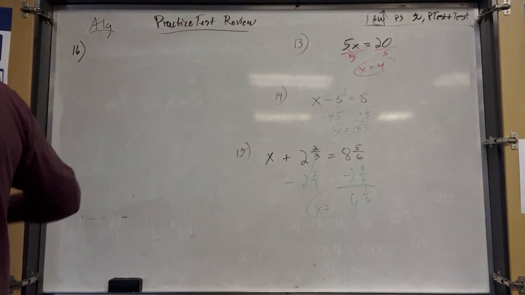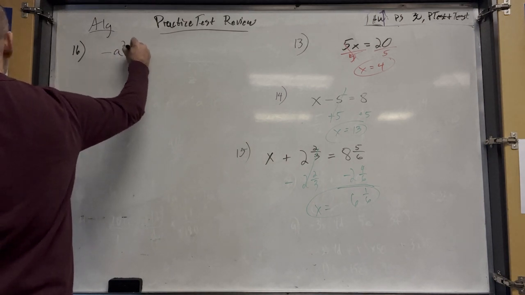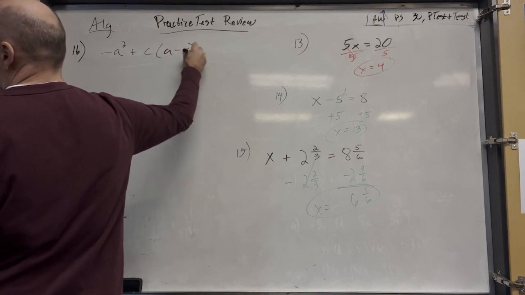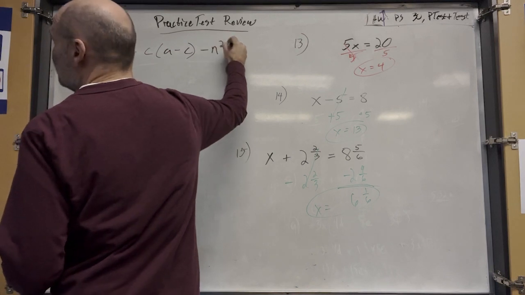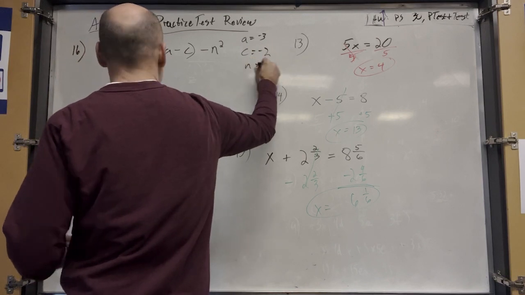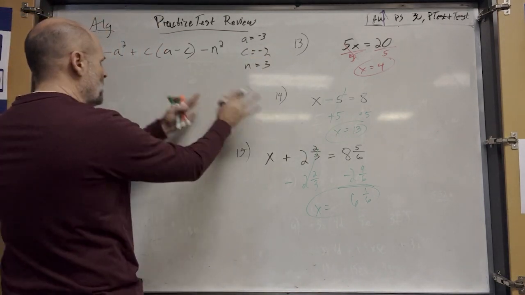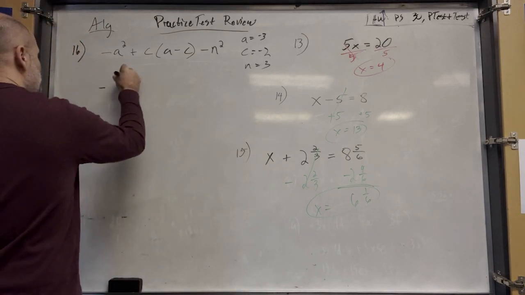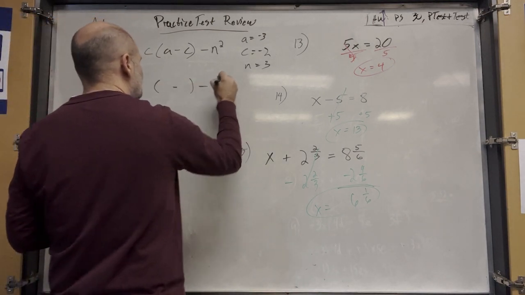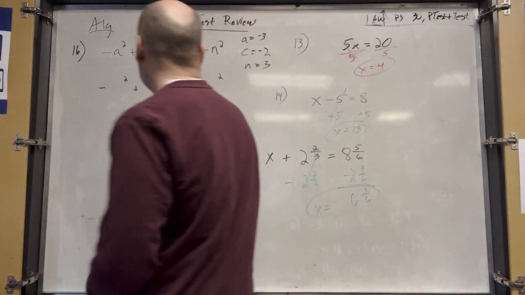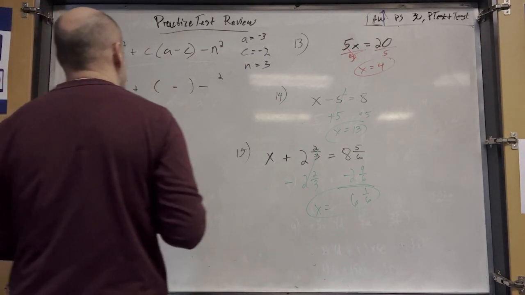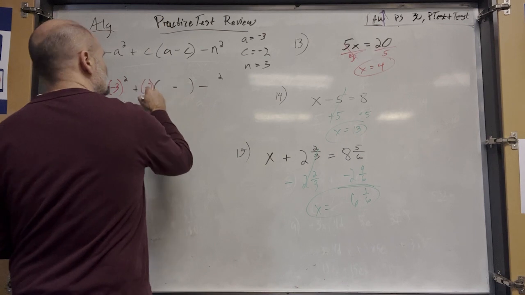All right, number 16. Evaluate negative a squared plus c times parentheses a minus c minus n squared. Hey, a equals negative 3, c equals negative 2, and n equals 3. So why don't we substitute all that in? Everything else I'm going to leave the same. It's like we stripped the problem of all the variables and now we're going to replace them. Okay, a is negative 3, so Mr. Flack said put negative numbers in parentheses. c is parentheses negative 2.